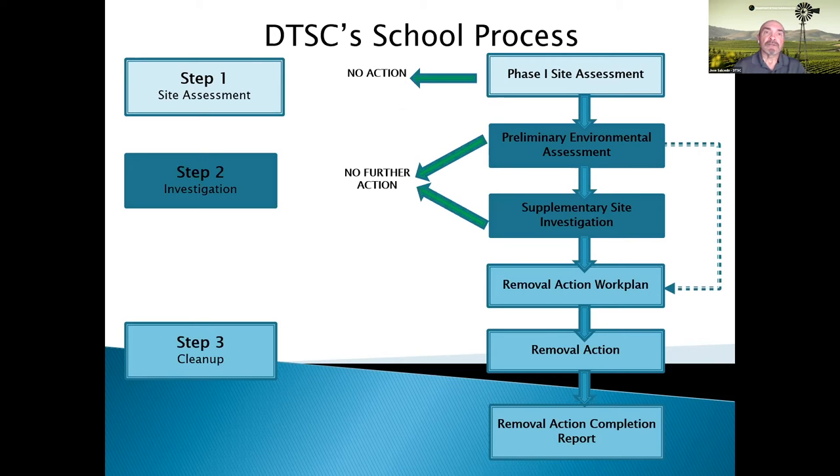If the PEA determines that the results of the sampling do not pose a threat, the school can be closed with a no further action determination letter from DTSC. However, if the PEA determines that additional actions are needed because there are potential threats, then step three is necessary. Step three is cleanup.